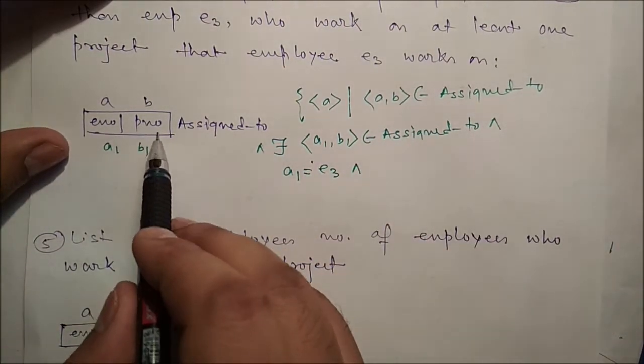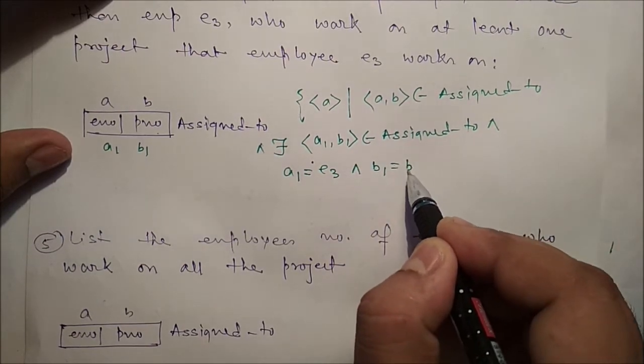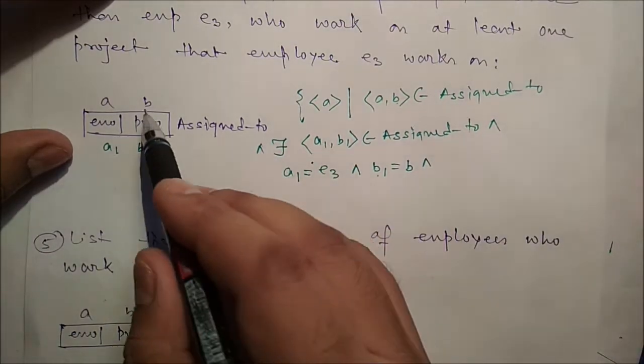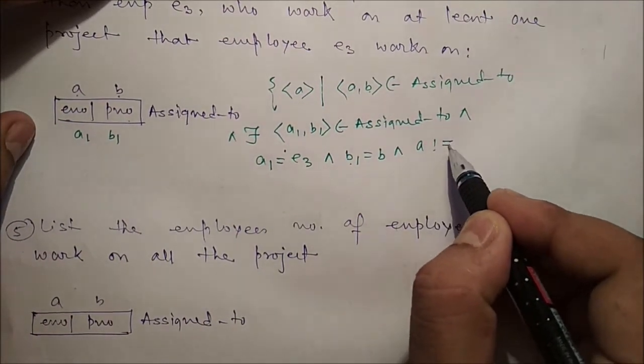The associated project number must be there, so that B1 should be the same as B. For that project, from B we have the associated A, but A should not contain E3.